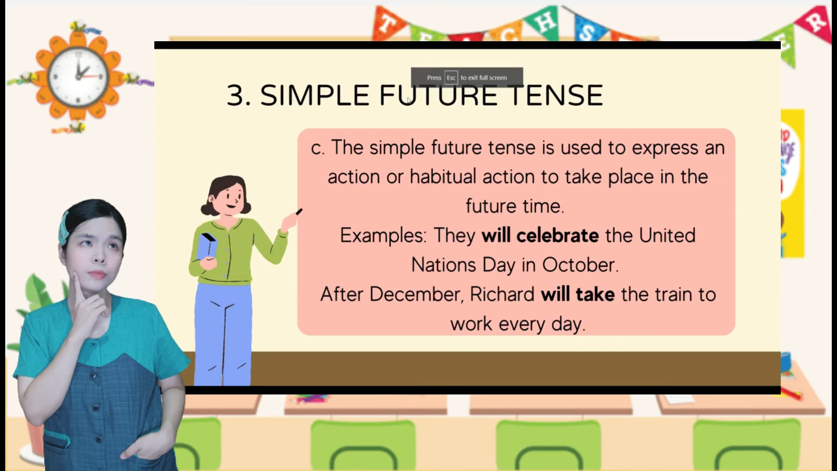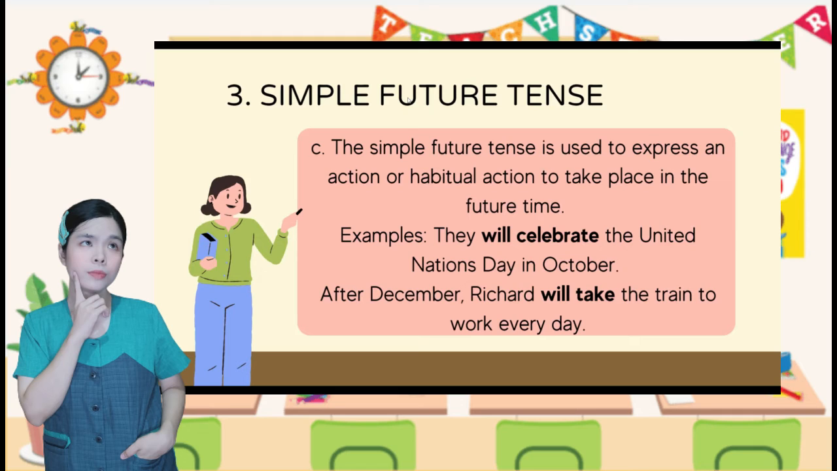The next one is what we call the simple future tense. The simple future tense is used to express an action or habitual action to take place in the future time. For example: They will celebrate the United Nations Day in October, and after December, Richard will take the train to work every day.